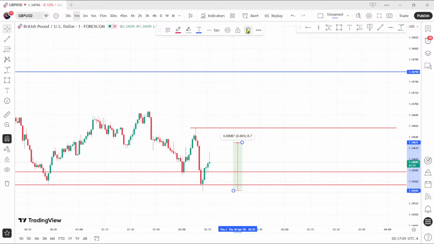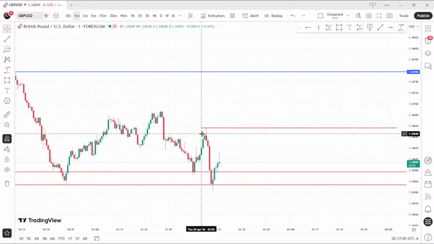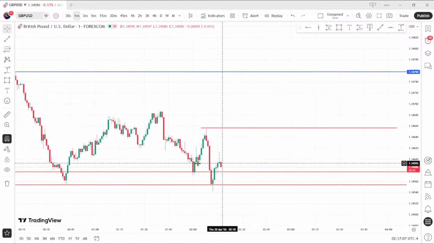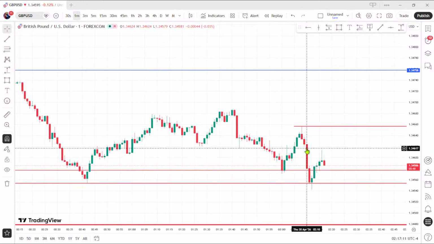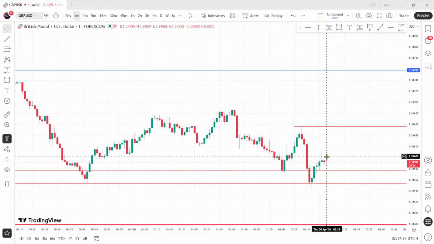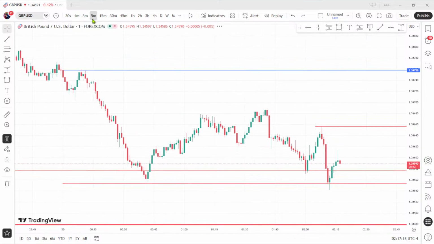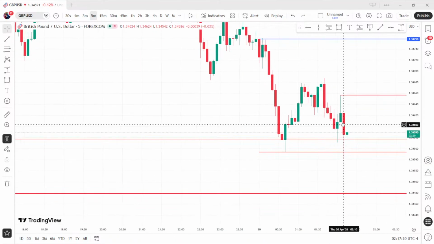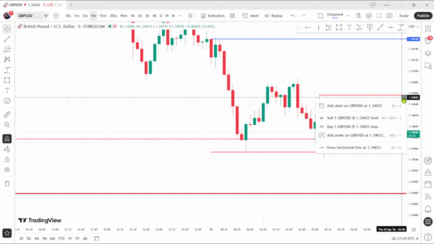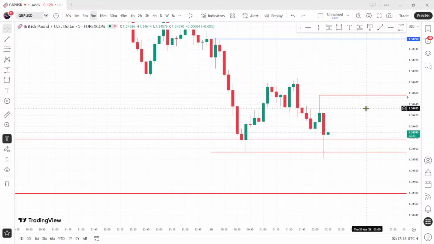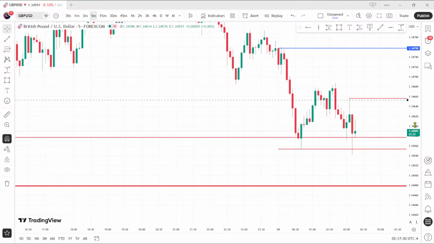Right. If only price does a market structure shift with a fair value gap, that's the only way I'll be a buy. If it doesn't, I'm still not interested. Might want to see price still going down and down. Let's put an alert here. Price will alert us if it has swept that high.